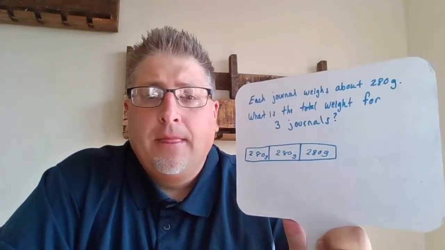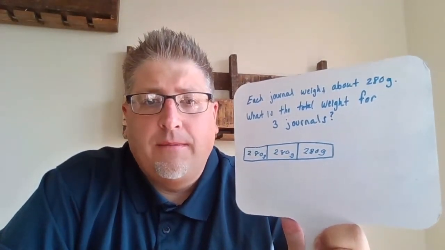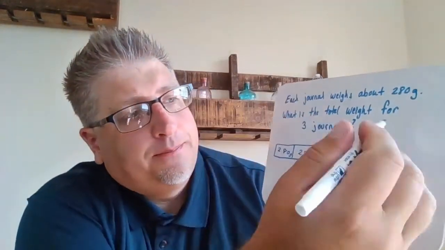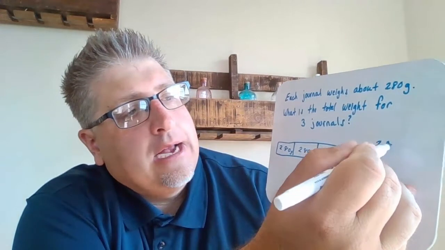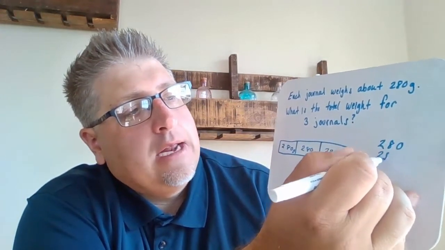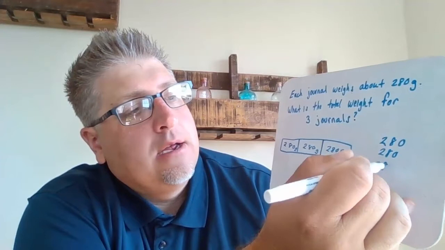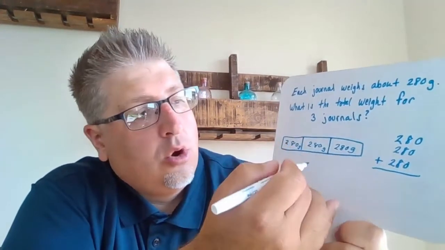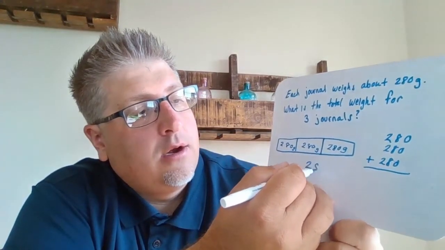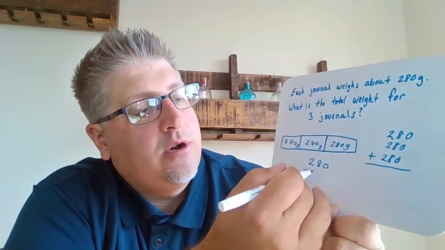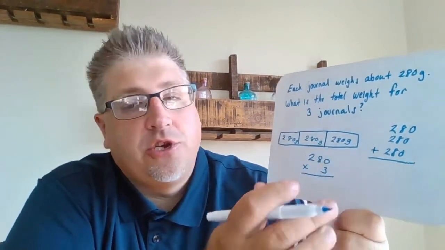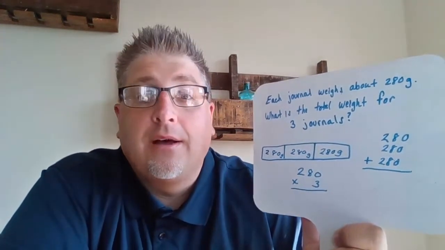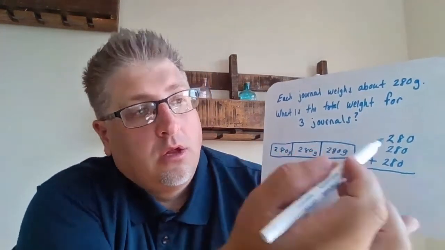Now, I have numerous ways to figure this out. Actually, I say there's 2 ways to do it. We can add these up, 280 plus 280 plus 280. Or we can take 280 grams times 3 journals. Okay, so I showed you 2 ways of figuring out this math problem. All right, let's do the addition here.